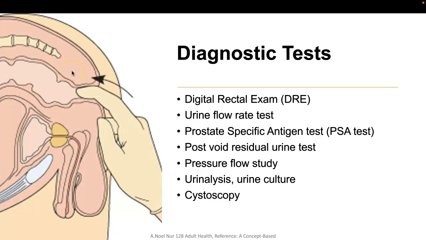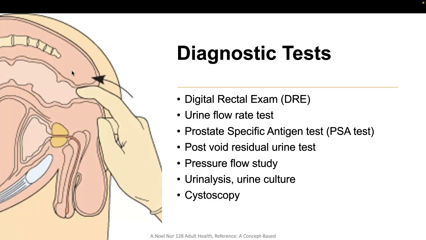Okay. So urine flow rate test, this is usually performed to give them an indication of the severity of the flow of urine. The normal is 14 mLs per second. And so if this test comes back less than 10 mLs per second, there is an indication of obstruction.